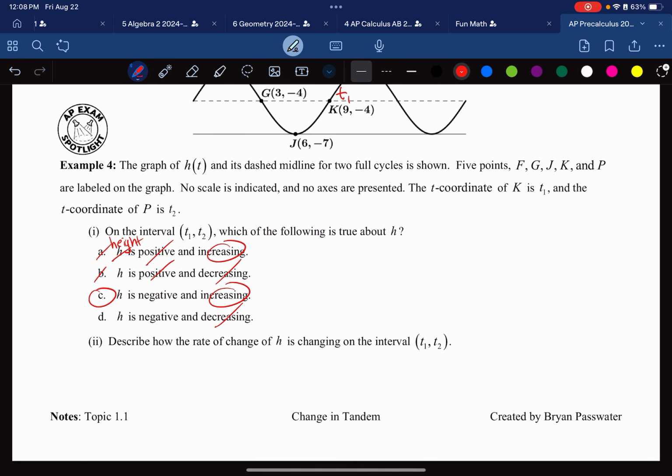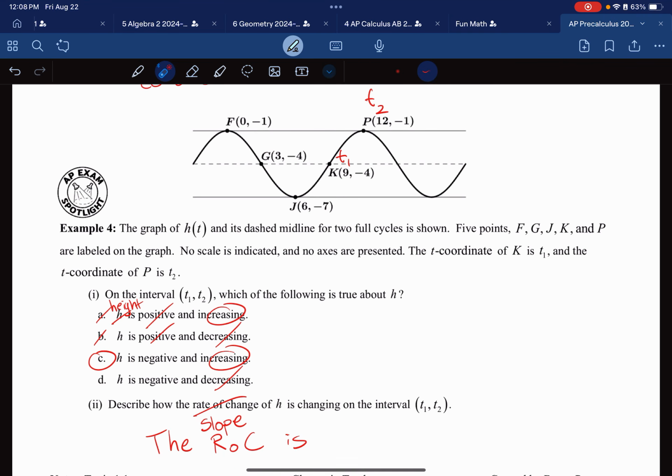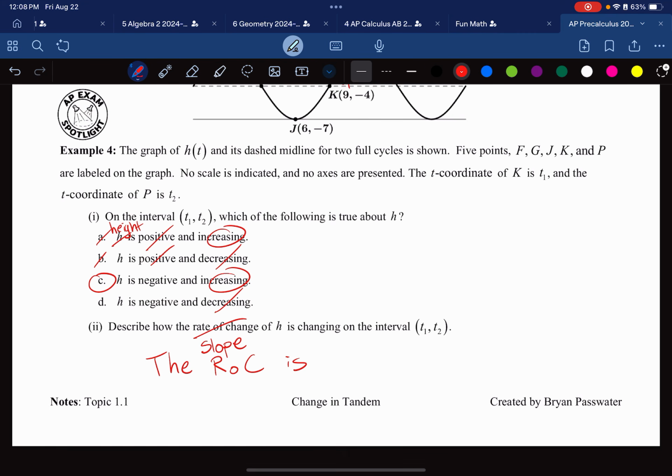Now describe how the rate of change... oh, I see the words rate of change. You swap that out for the word slope. Describe how the slope is changing. Well, I have to use their words, so I'm just going to start rephrasing. The rate of change, the ROC: is it increasing or is it decreasing? Between K and P, I'm pulling it down, I'm pulling it down. If I'm trying to pull it down, I am decreasing.